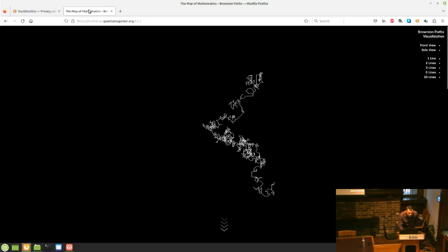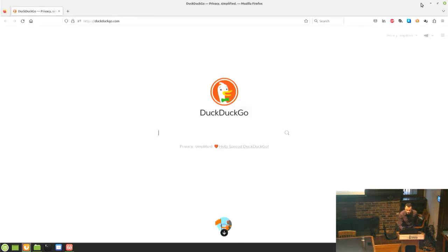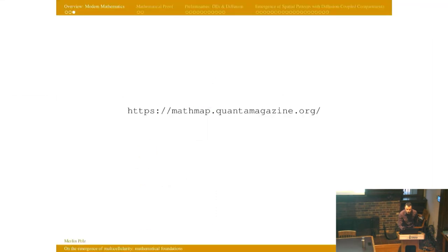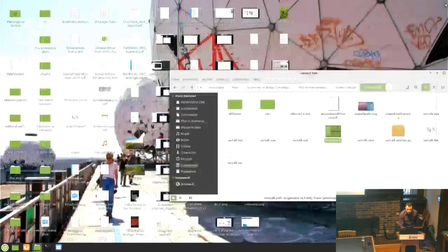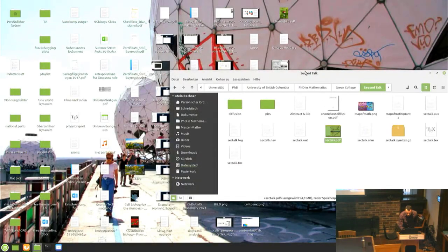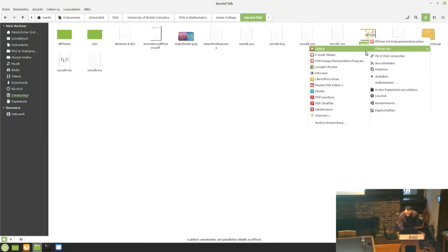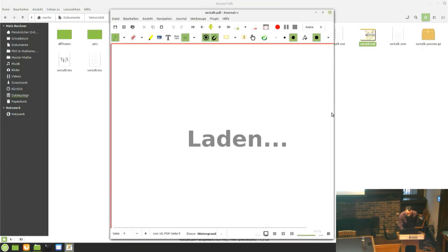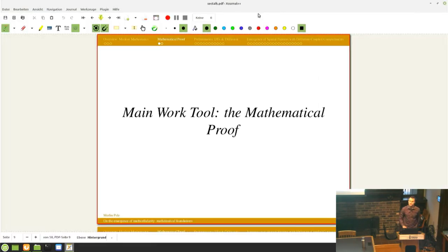Then we go back to the presentation, and you can look around. There are also many different exercises you can do, and really see what you can change when typing certain things into this website. Okay. Then I'm opening this with a different viewer. And we now go to the mathematical proof.